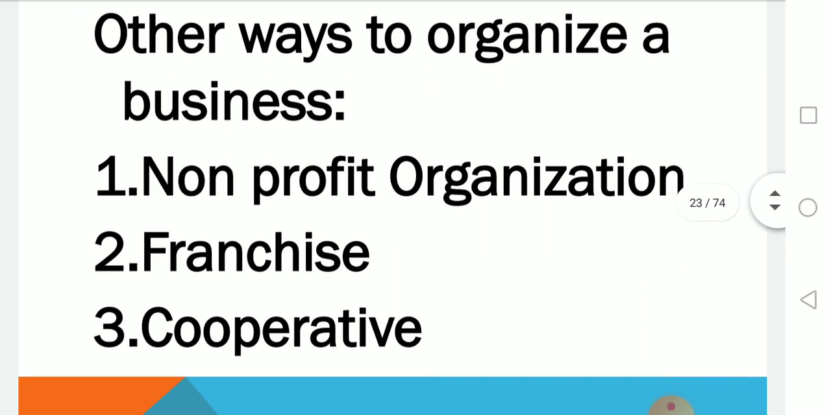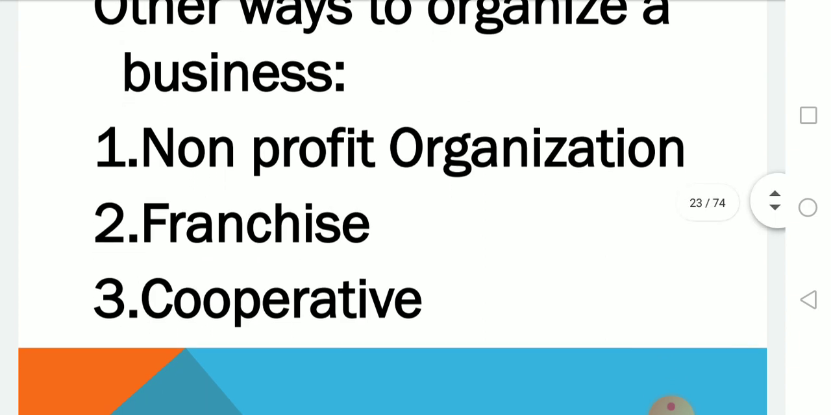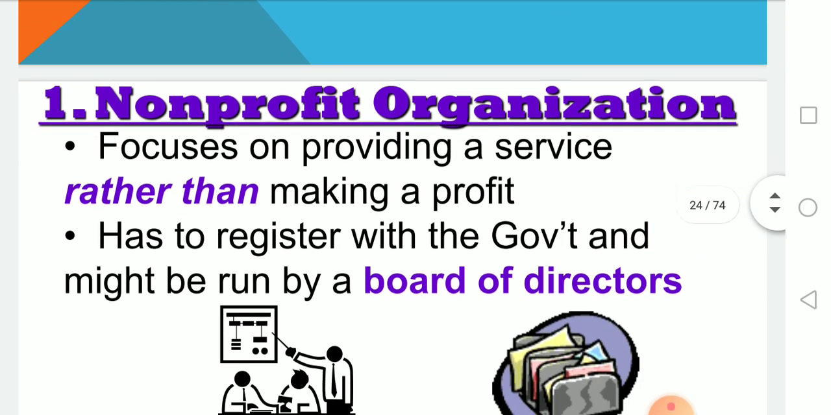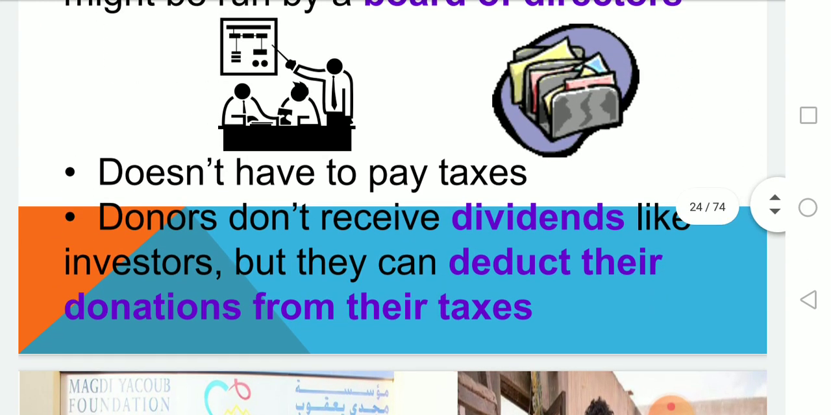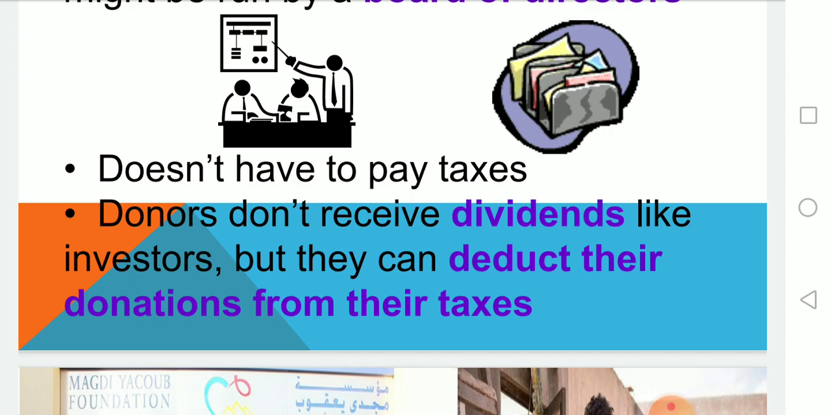Okay, other ways to organize a business: we have non-profit organization, franchise, and cooperative. When I talk about a non-profit organization, I'm not taking money. It focuses on providing a service rather than making profit. We know that business is the concept of making profit, but when I say non-profit organization, this means that I'm not going to take money. This is for charity and so on. It has to register with the government and might be run by a board of directors also. Okay, guys, it doesn't have to pay taxes. Why? Because this is just for the benefit of people.